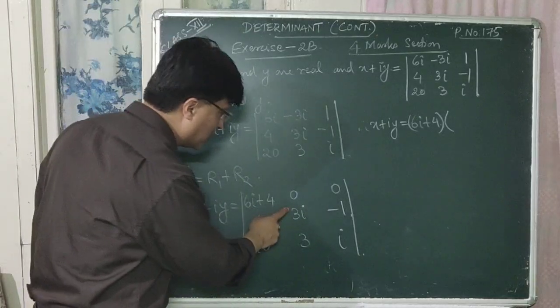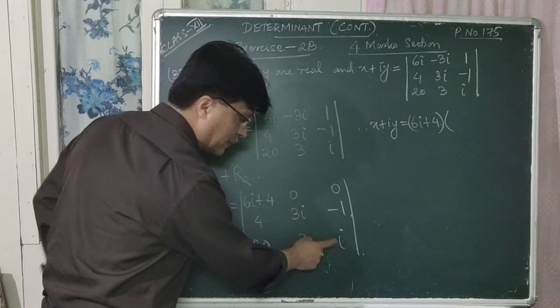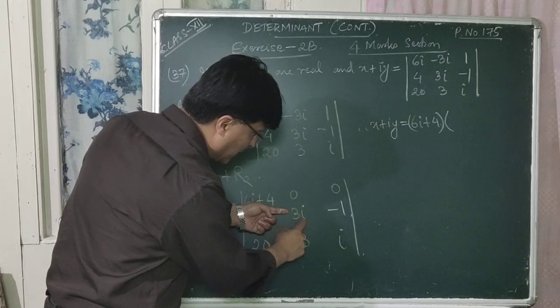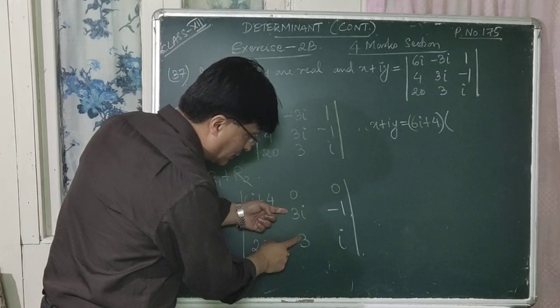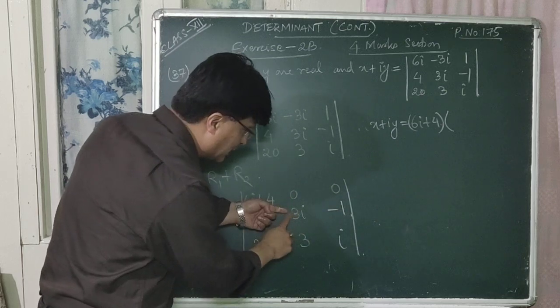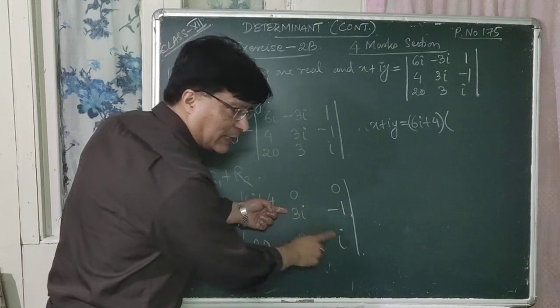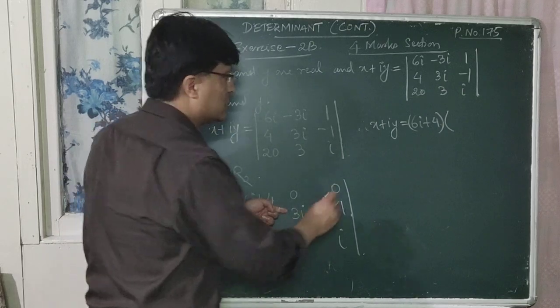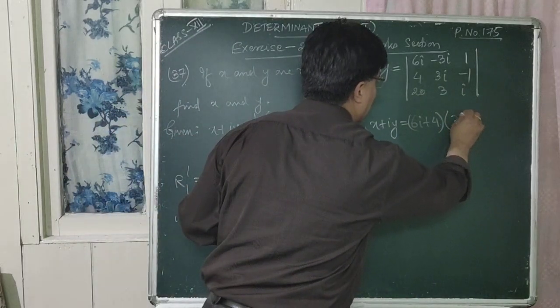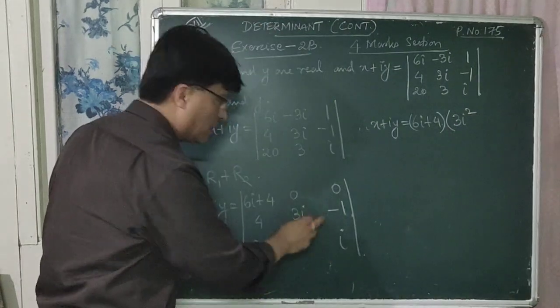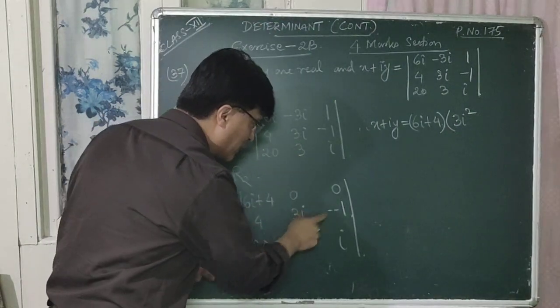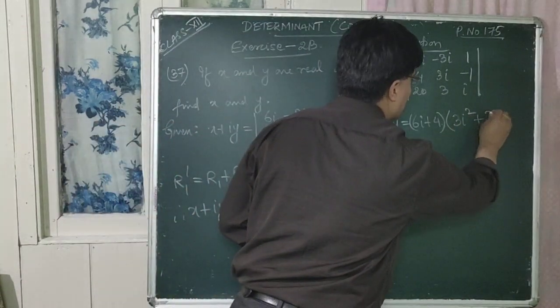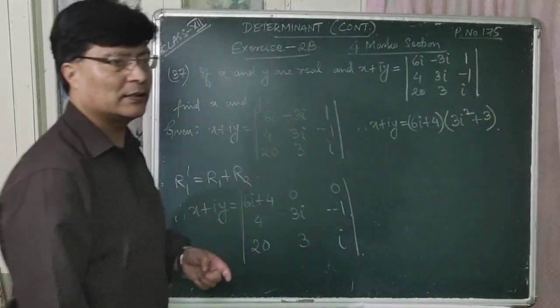So what remains? 3i, minus 1, 20, 3i. Now we have to cross multiply. 3i into i, first 3i into i. What is it? 3i into i. That is 3i squared. Then the minus sign is there. Minus into minus is plus 3. So it is plus 3, right?